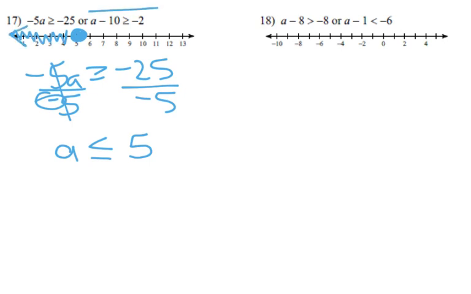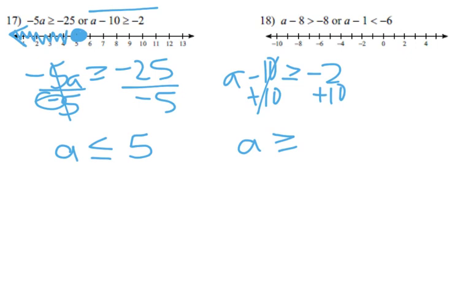Okay, then we do our other inequality. a minus 10 is greater than or equal to negative 2. In this one, we're going to add 10 to both sides. That becomes 0. We get a is greater than or equal to positive 8, because negative 2 plus 10 is 8. So we go to 8, draw another filled-in circle, because it's equal to. A is bigger, so we shade to the right.